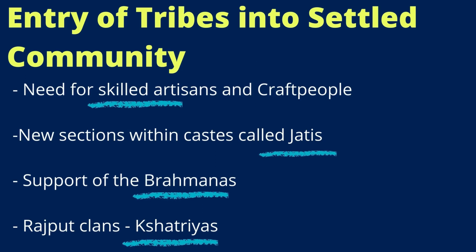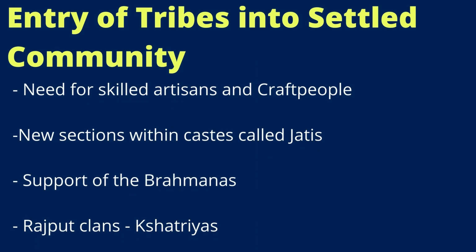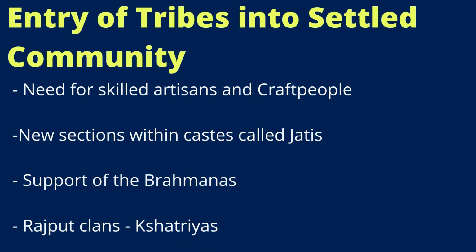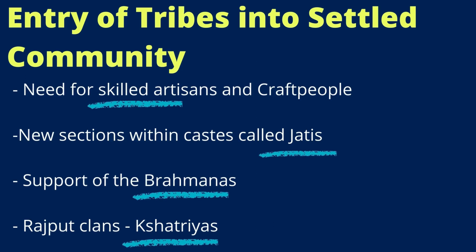The Brahmins recognized the skilled people as a new class within the Brahmin and the Kshatriya classes. And this new class was called the Jatis. You can see the second point is a new section within the castes called Jatis. This is how tribal groups were included into a caste-based society and they got that status of Jatis. Therefore, Jati rather than Varna became the basis of the distinction in caste-based society.